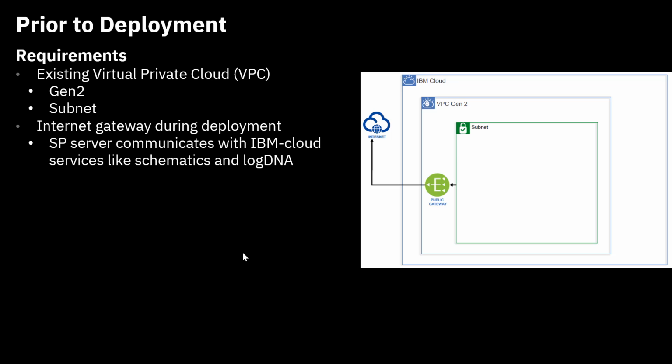So prior to deploying the Spectrum Protect server into the IBM Cloud, the customer does have to have an existing virtual private cloud, and this has to be Gen 2, and there does need to be a subnet available. We will utilize the Internet Gateway during the deployment, and this will be specifically utilized for the Spectrum Protect server to communicate with the IBM Cloud services, like Schematics, as well as LogDNA, where we'll enter errors or progress steps along the way.